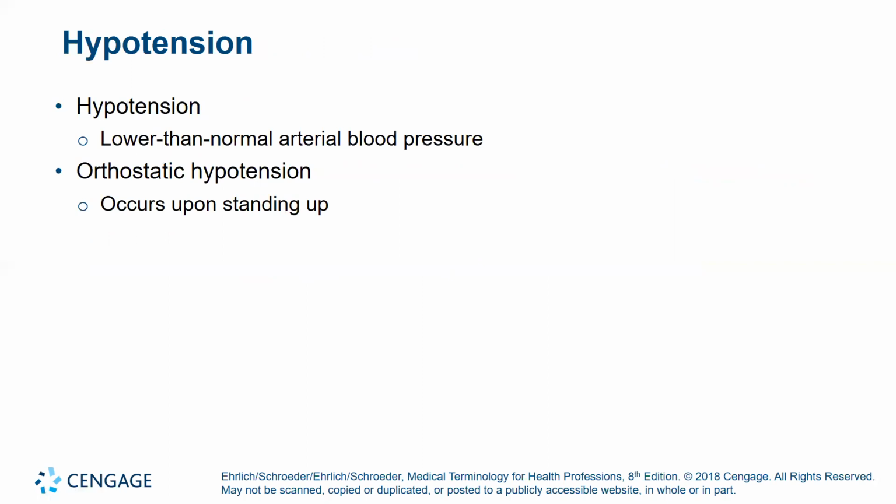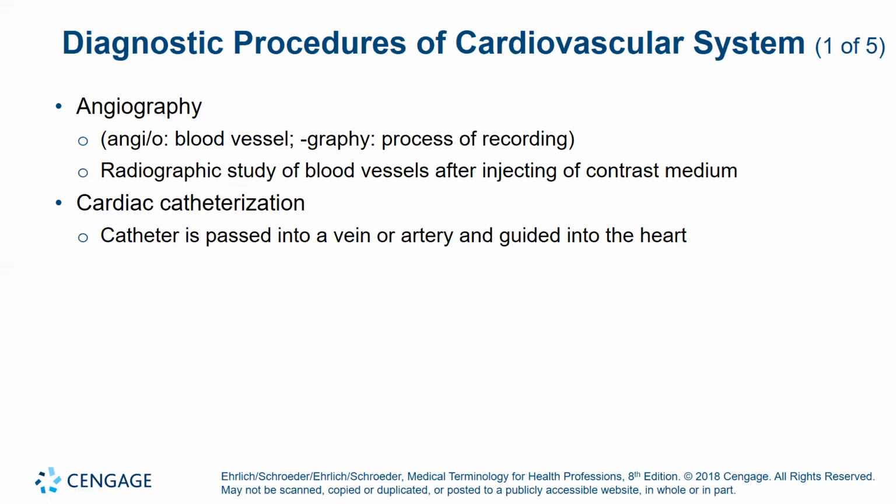Hypotension then is a lower than normal arterial blood pressure. Then we have orthostatic hypotension. It occurs upon standing, when you get a fast drop in blood pressure.